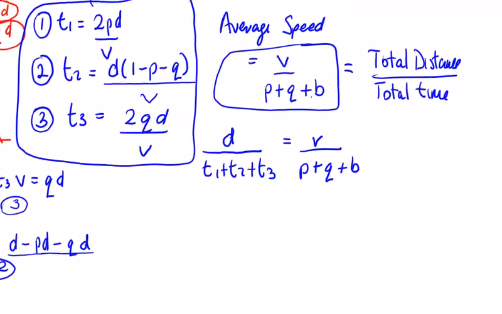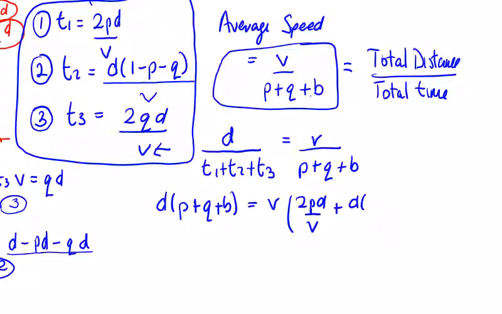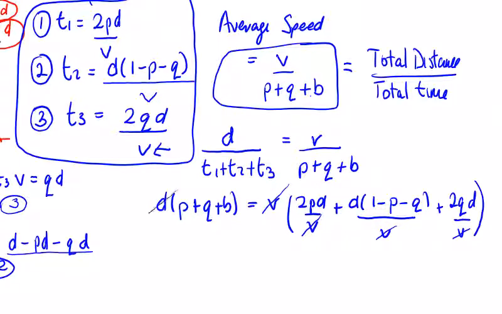So now it's just about subbing in and simplifying down. So d, let's cross multiply first. d times p plus q plus b is equal to v times, and you can see here there's a v on the bottom of all these, so the v's will cancel here hopefully, 2pd over v plus d times 1 minus p minus q over v plus 2qd over v. So definitely the v will cancel for me. Anything else can cancel? They all have d, and then I can divide across by d as well.